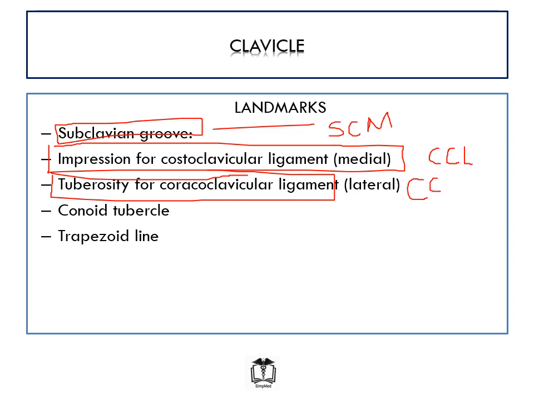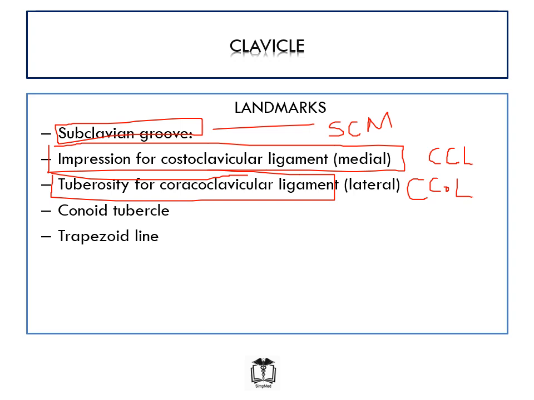So please remember that there's the costoclavicular ligament and there's the coracoclavicular ligament. The costoclavicular ligament is related to the impression for the costoclavicular ligament, whereas the coracoclavicular ligament is related to the tuberosity of the coracoclavicular ligament. So please do note that.